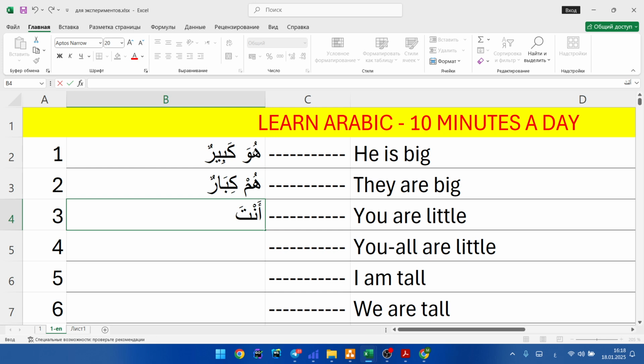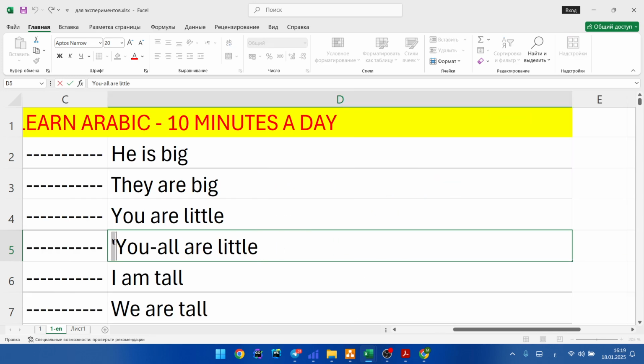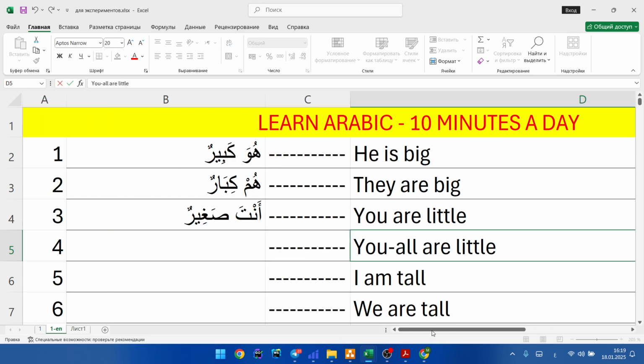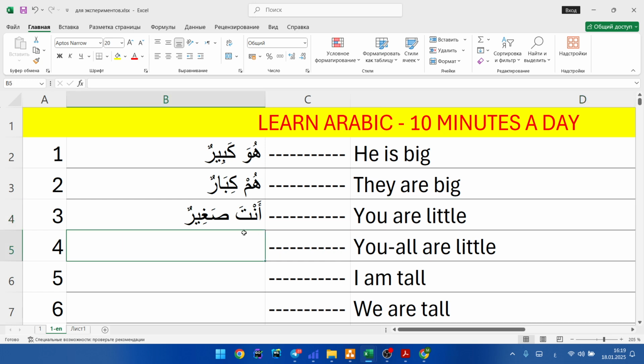You are little. We say صغير. You are little. صغير. You all are little. I hope you understand why I say it in this way, you all, because in Arabic we have different words for it. In English we say you are little and you guys are little, but in Arabic we say different words.